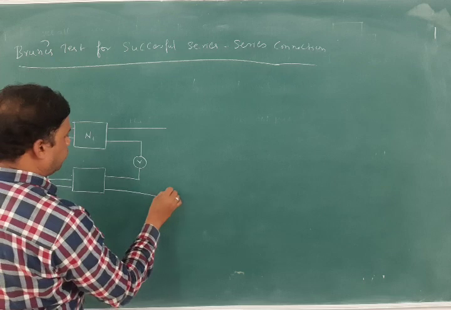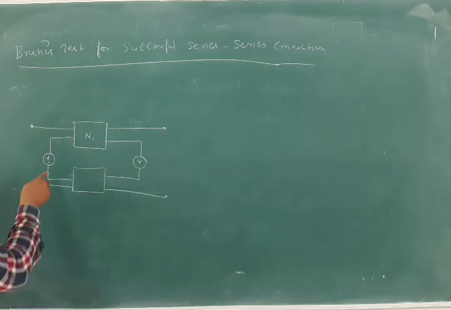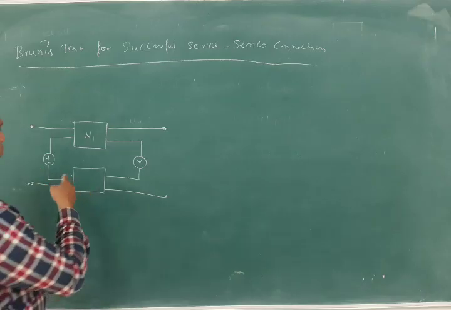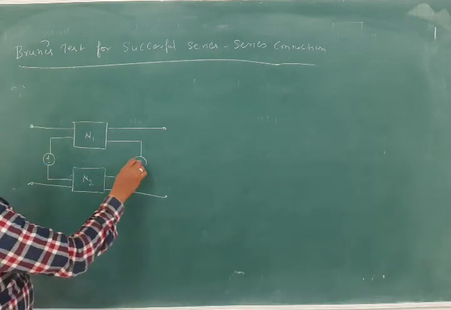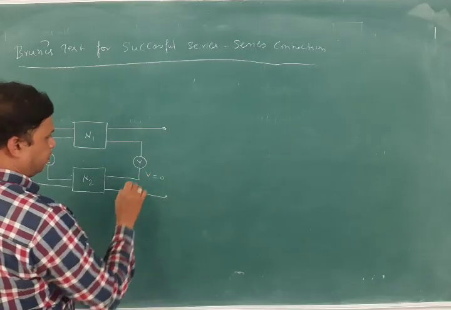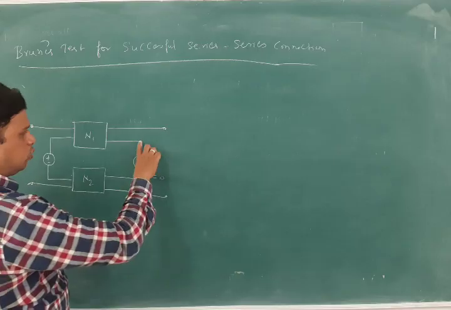So these are two port networks. Here we are seeing the combination. Here it is a voltage source, input voltage applied, and here is the voltmeter to be measured. If V is equal to 0 when measured, why? Because it is open circuit.